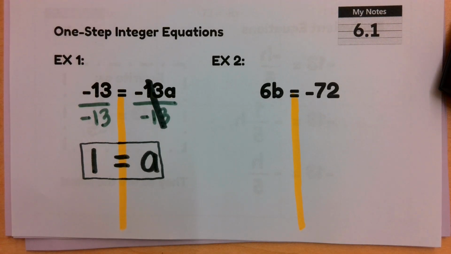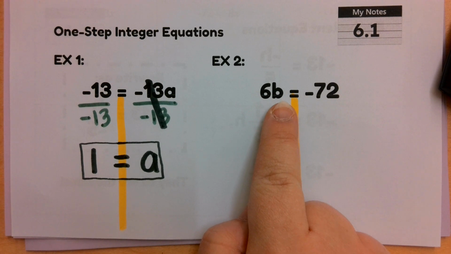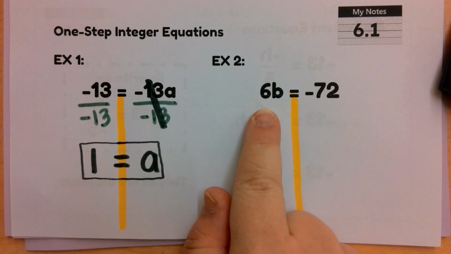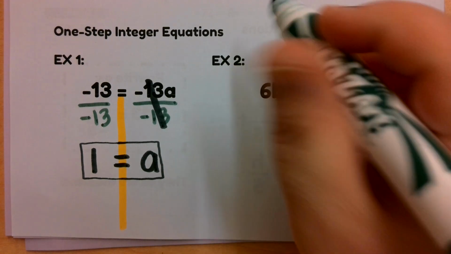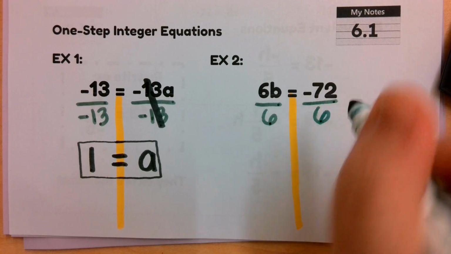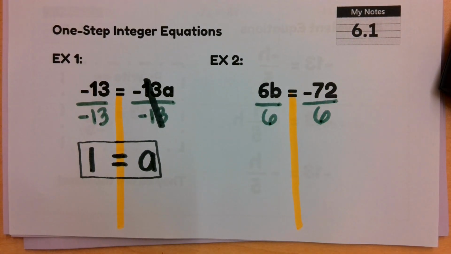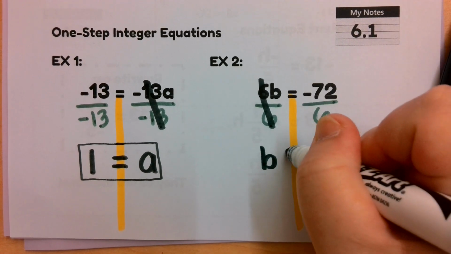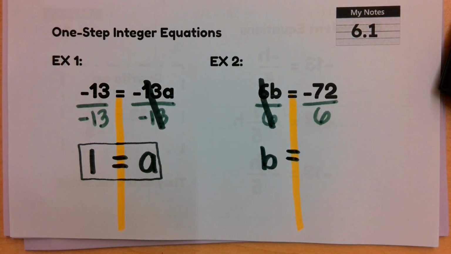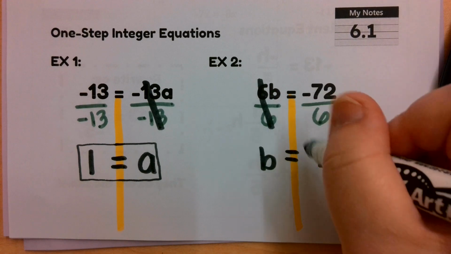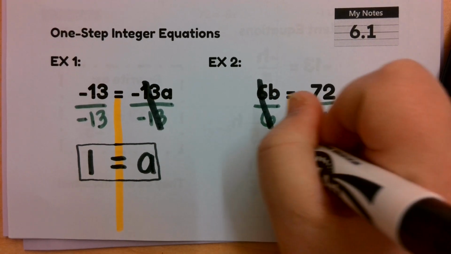All right, next one. 6 times b equals negative 72. I need to think, what's the opposite of multiplying by 6? Oh yeah, that's dividing by 6. I'll cross out my 6's. So all I have left is b. Negative 72 divided by 6. So it's 12. And because there's only one negative, my answer is negative 12.